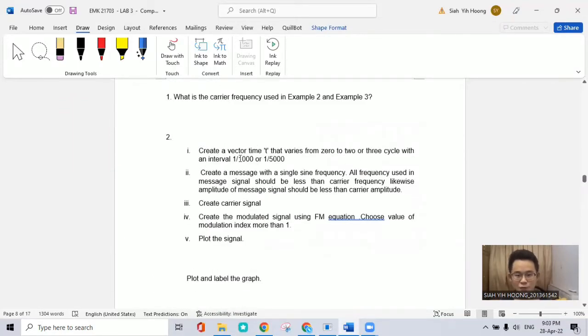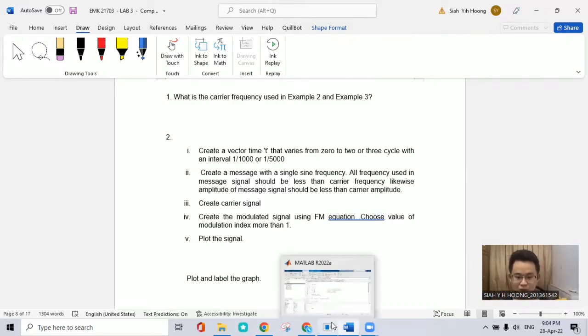Exercise 2 requires us to create a vector time t that varies from 0 to 2 or 3 cycles with an interval of 1 per 1000 or 1 per 5000. In this exercise, I chose 0 to 3 and then 1 per 5000. After that, we need to create a single sine frequency. Note that there is a requirement that the frequency used in a message signal should be less than the carrier frequency. Likewise, the amplitude of the message signal should be less than the carrier amplitude.